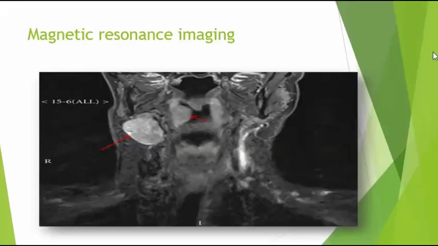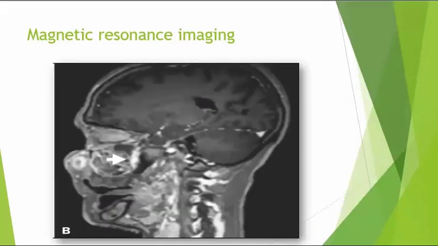MRI is also used in the diagnosis of lymph node enlargement and malignant metastasis to lymph nodes. As you can see in this image, we have a tonsil enlargement and a cervical lymph node enlargement. MRI is also used in the diagnosis of perineural invasion by malignant neoplasia. As you can see in this sagittal section, we have a malignant lesion in the posterior wall of the maxillary sinus.